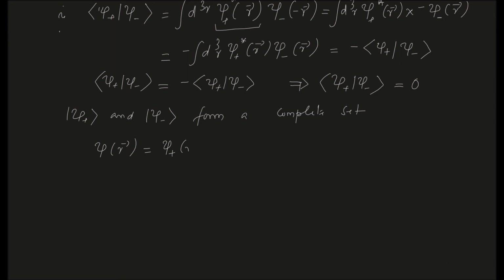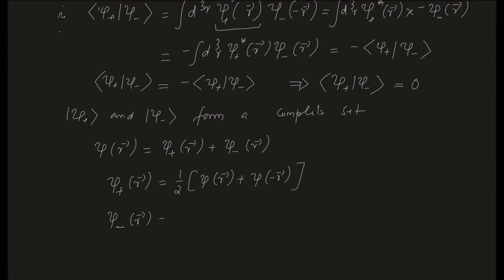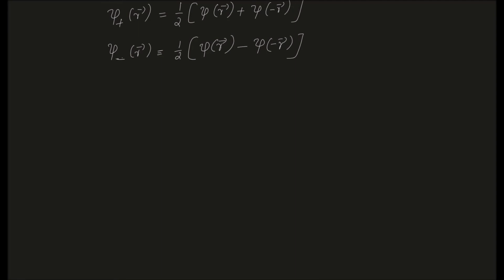So we can write it as psi plus of r plus psi minus of r, and this will lead us to write the even and odd functions as psi plus of r is equal to half of psi of r plus psi of minus r, and the odd function psi minus of r can be written as half of psi of r minus psi of minus r.